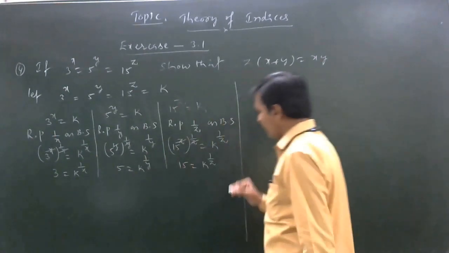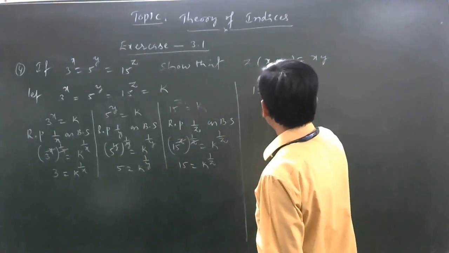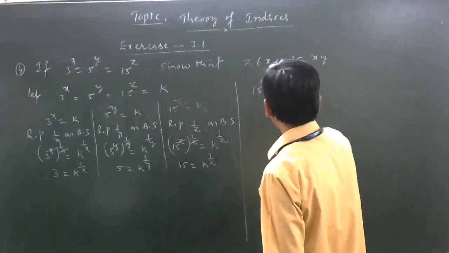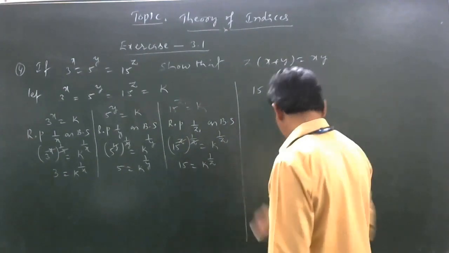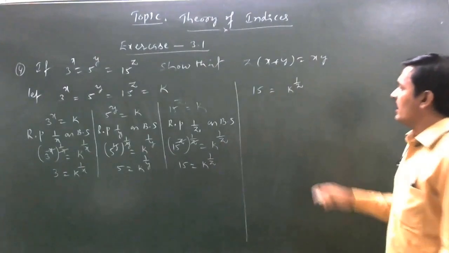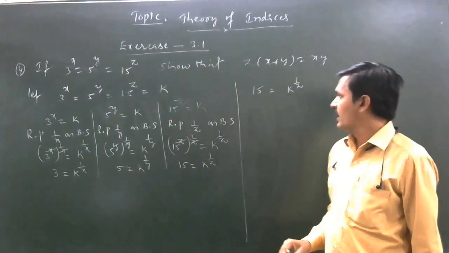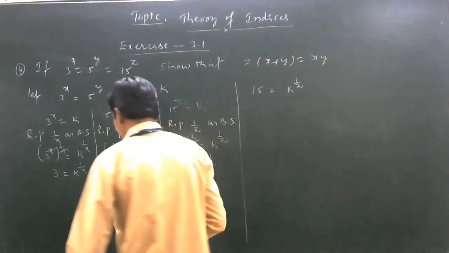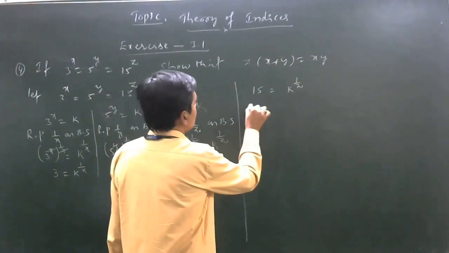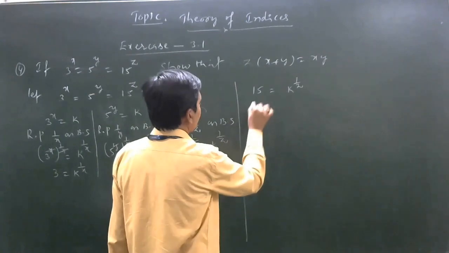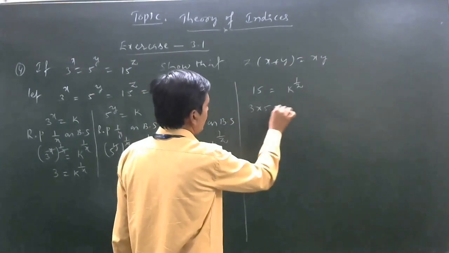Next, 15 is equal to k power 1 by z. Here, 15 is converted into factors of 5 and 3. Now what is the factor? The factors of 15 are 5 and 3, so it can be written as 3 into 5.